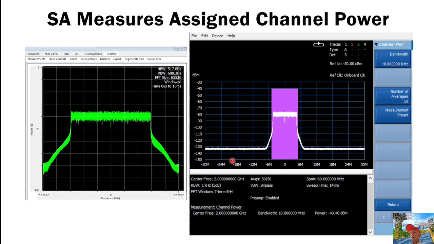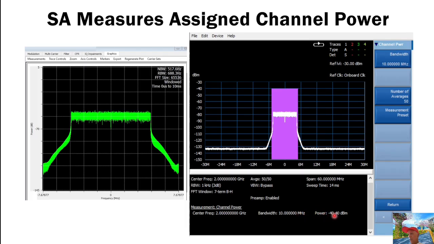Let me give you some ideas. For example, in LTE, one of the channels is assigned 10 megahertz. So this is the signal generator generating power. The power level is minus 40 dBm in a 10 megahertz bandwidth. I connected the signal generator with a short jumper cable to the input port of the spectrum analyzer, the PXI input port. Then we measure the bandwidth. Okay, this is 10 megahertz because this is the assigned one.